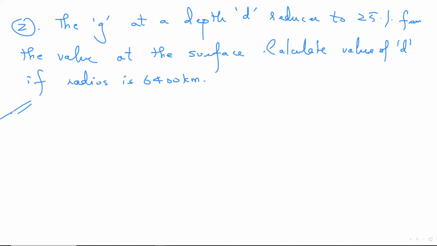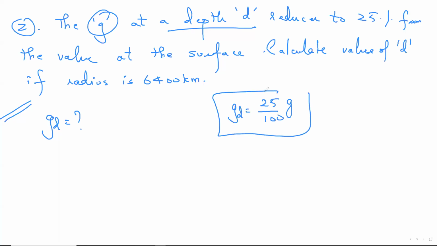Simple, man. I'm supposed to find G at depth D, which means GD is question mark. Fine. But there's a condition given to us. You got to be careful there. What's the condition? The G value at depth D reduces to 25% of its initial value. This is very important. In simple language, they're telling, let's assume the actual value is G. Okay. 25% meaning 25 by 100 of G will be equal to GD.